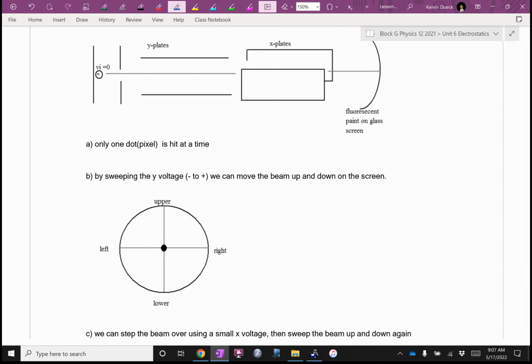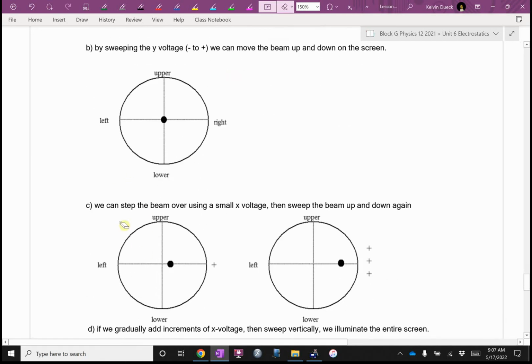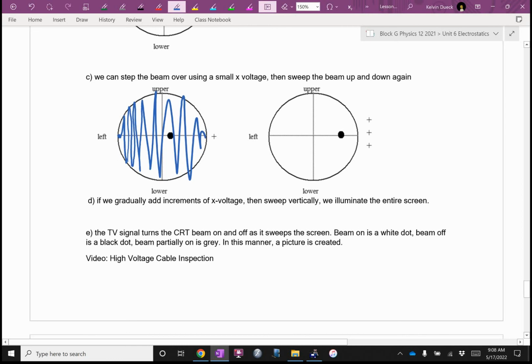It's dry. There was all sorts of factors at play. Temperature could change things. So basically, we step the beam over using a small change in the X voltage. So it would go, there's the first dot right there. Boom, boom. Bump up the X voltage again. Boom. Bump up the X voltage again. Boom. Bump up the X voltage again. Boom, boom, boom, boom. And you can see you would get all the way across. So if we gradually add increments of X voltage while sweeping vertically, we illuminate the entire screen.